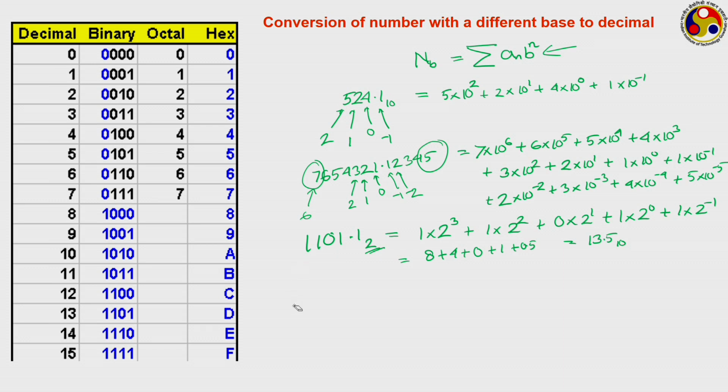Let us try the same with an octal number. Let us say we have 375.3 in octal base. So what will it be? We now know that the most significant digit has a weightage of 2. So we have 3 into the base, it is octal, so it is 8 to the power 2, plus 7 into 8 to the power 1, plus 5 into 8 to the power 0, plus 3 into 8 to the power -1, and if we calculate this, you are going to get something.